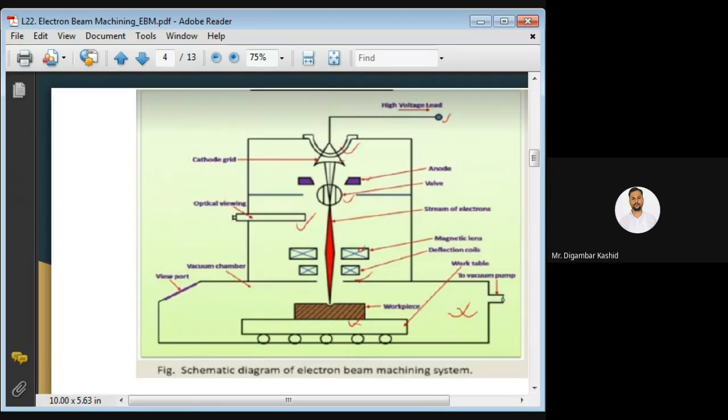So this entire chamber, what I have shown within the border, is the entire chamber. It is actually made a vacuum. For what purpose is vacuum used? To reduce the possible collision of the electrons with the air molecules. Okay, please don't forget this point.